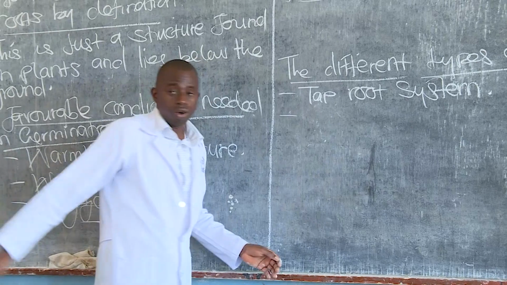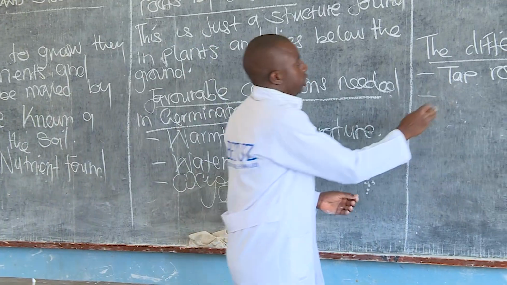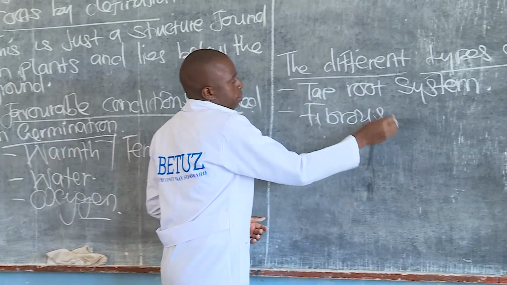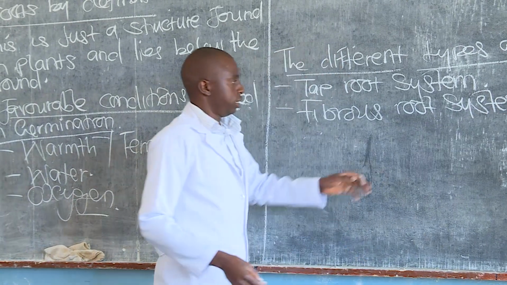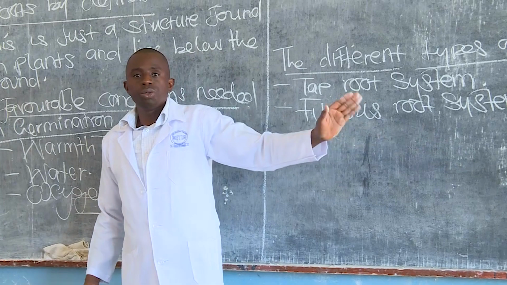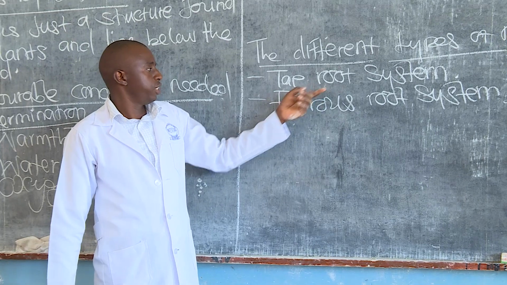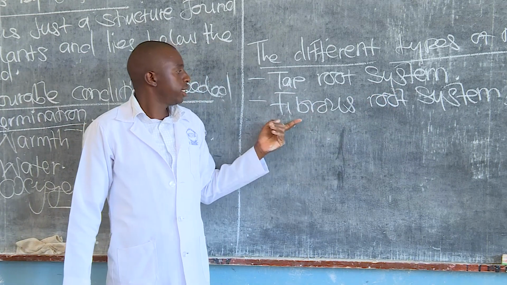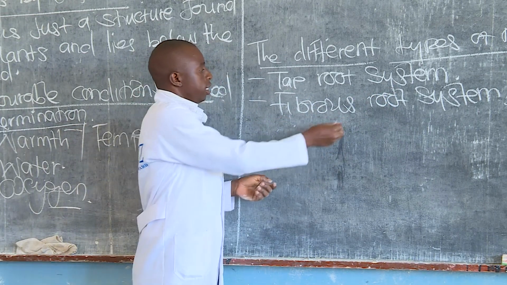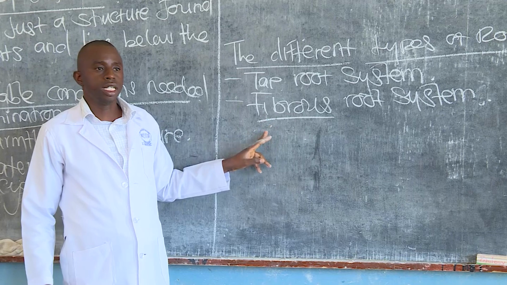And then the second type of root system, fibrous root system. Fibrous root system. When you look at these two types of roots, all the plants which you will see outside or anywhere, you will find one of either of these. It's either that type of plant has the taproot system, or it has a fibrous root system. Sometimes another term used in place of fibrous root system is adventitious root system.